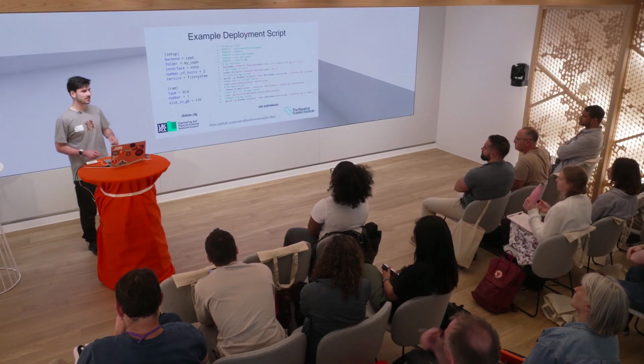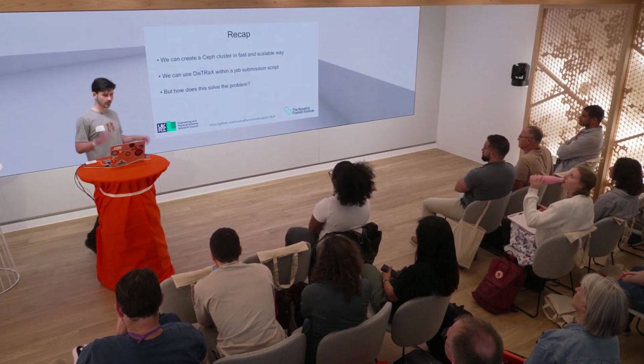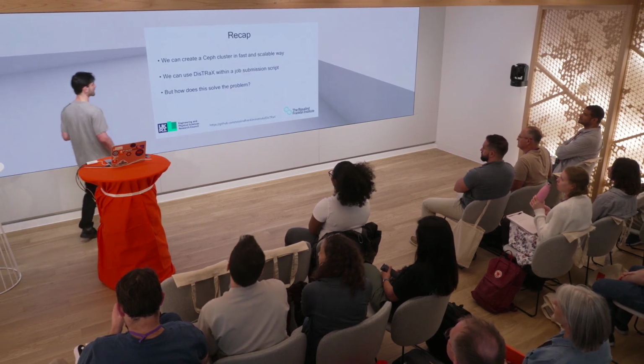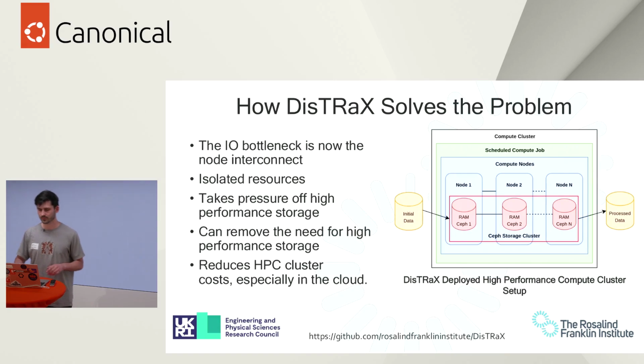You then take the data off the cluster, and then you remove the system. So what have we got? We can create a Ceph cluster in a fast and scalable way. We can use DisTRaC within a job submission script. But how does this solve the problem?